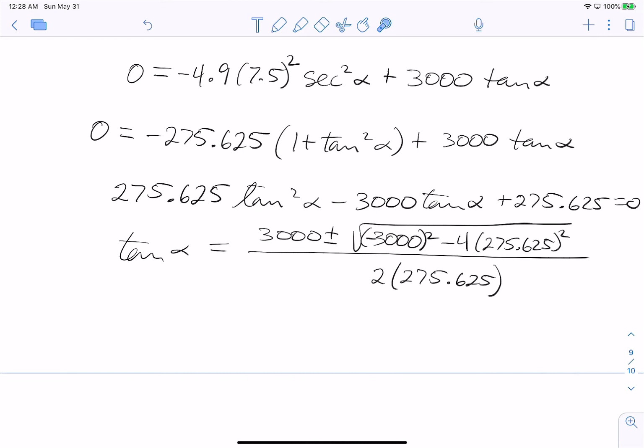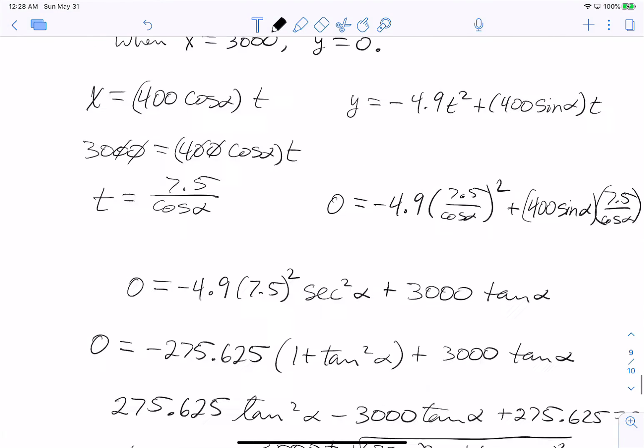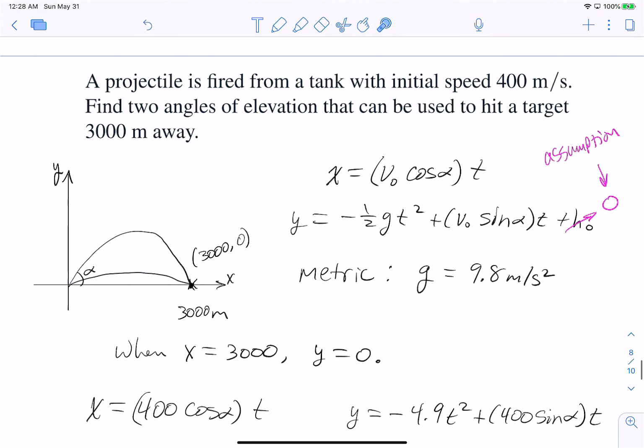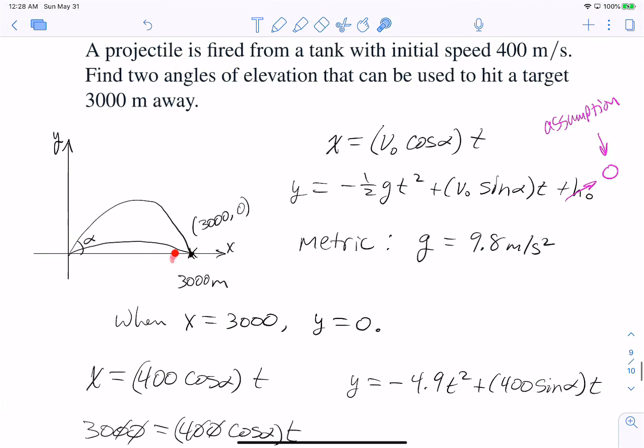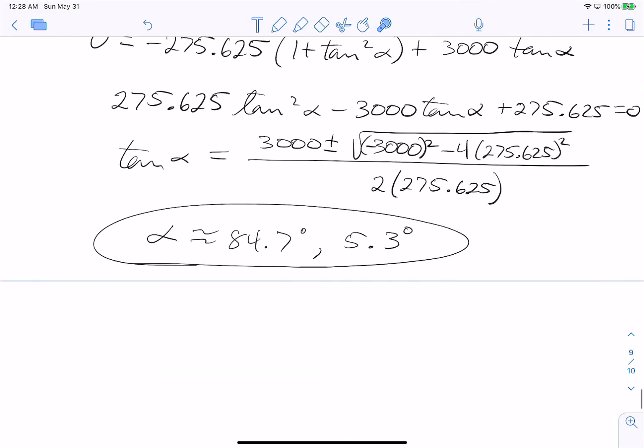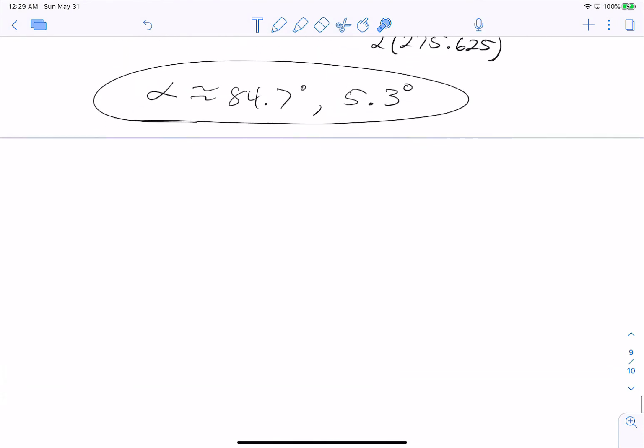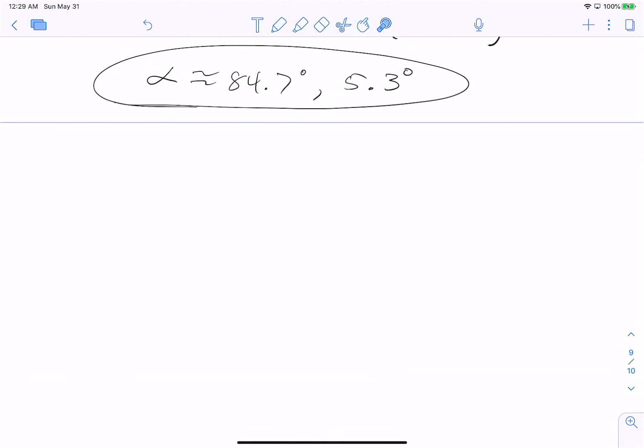And in fact, when I do, I can use the inverse tangent function. I'll spare you all that, and we get that alpha is approximately 84.7 degrees or 5.3 degrees. That answers the question. Remember, we were looking for two angles of elevation that can hit the target 3,000 meters away. Let's see graphs of what we just found.